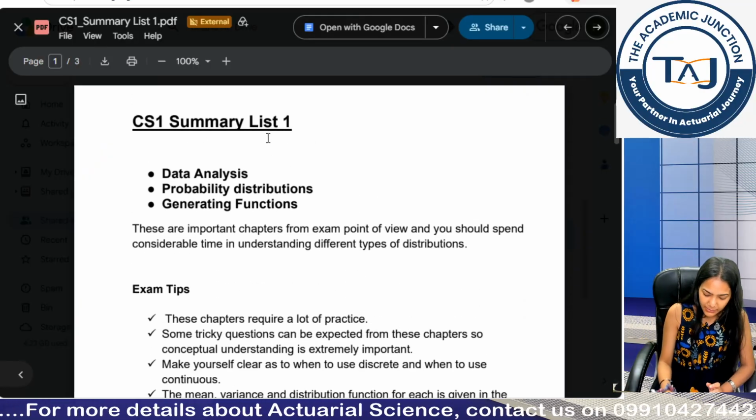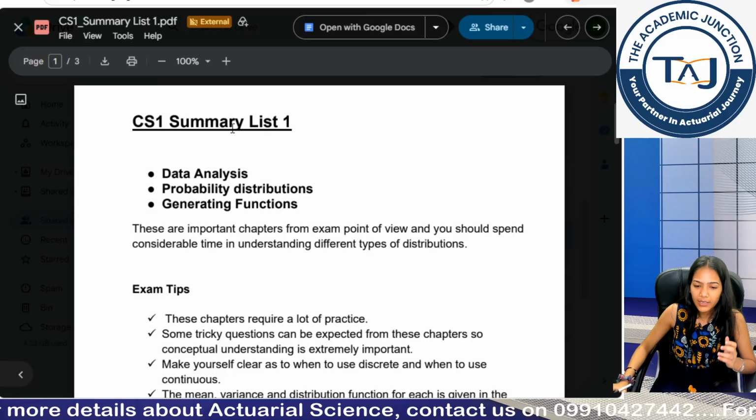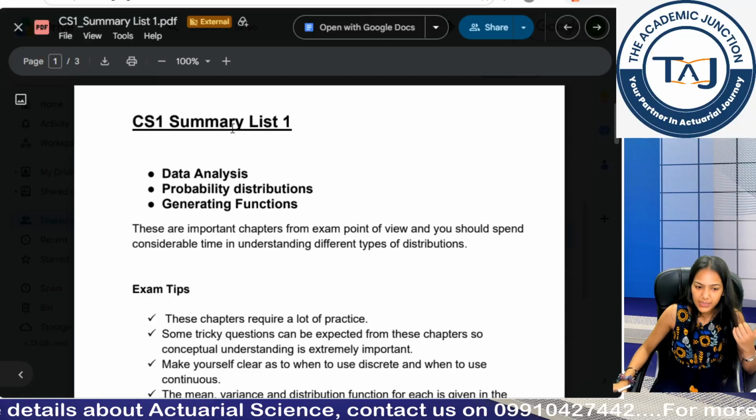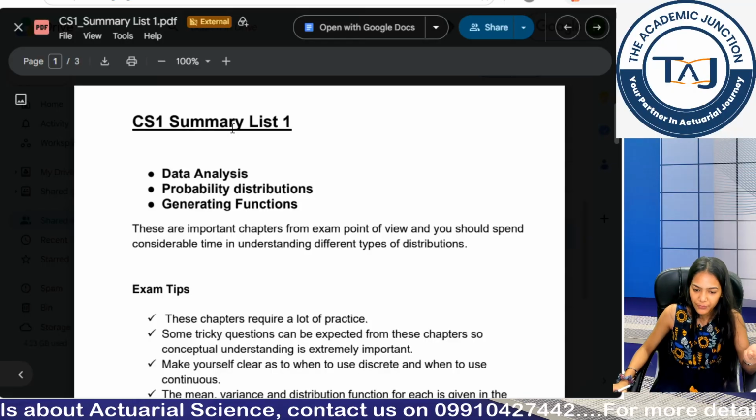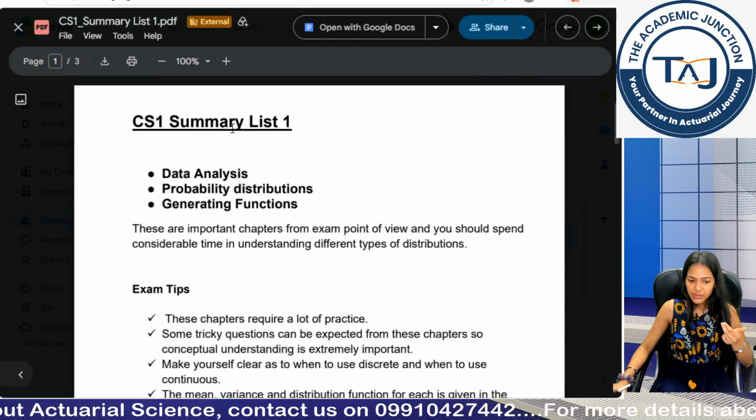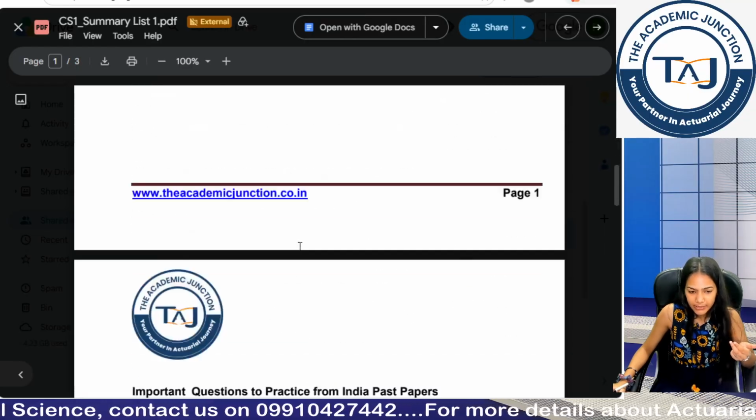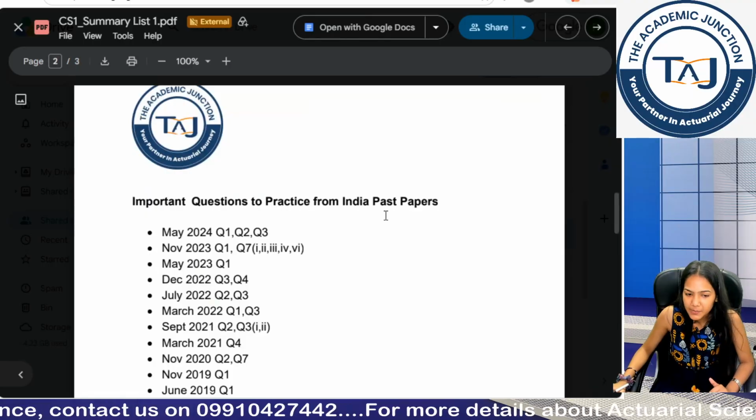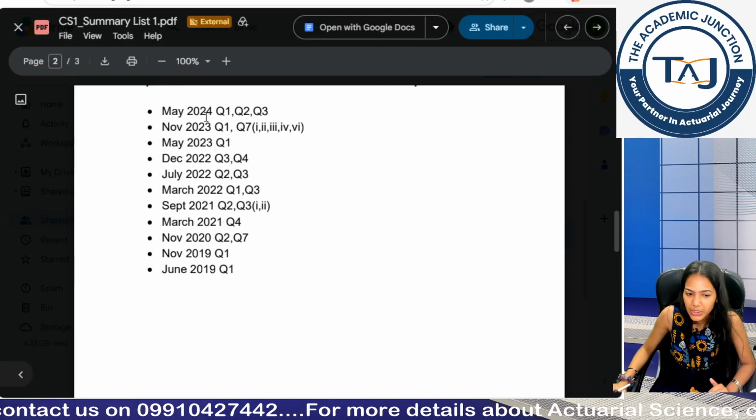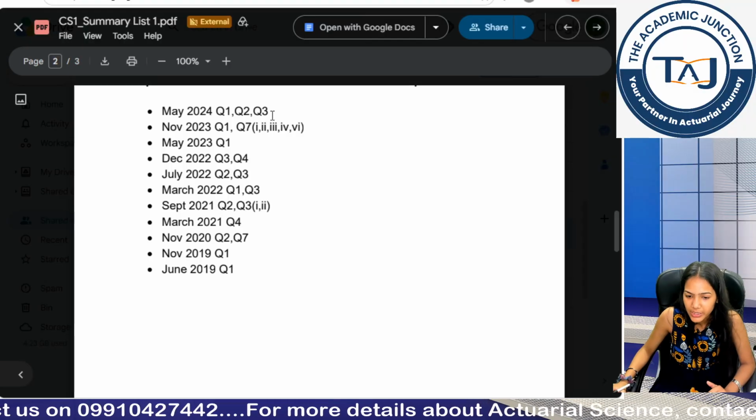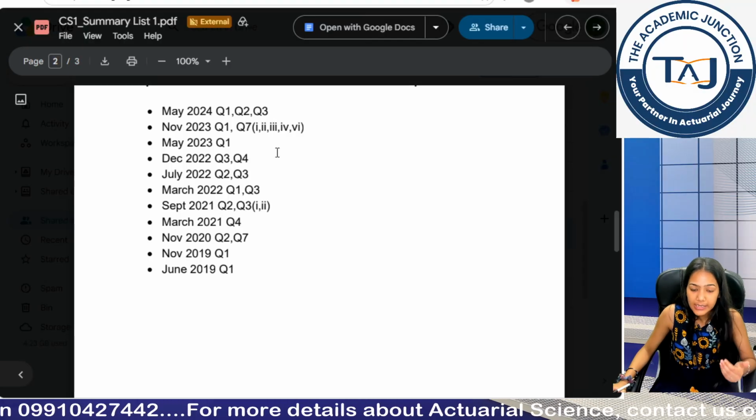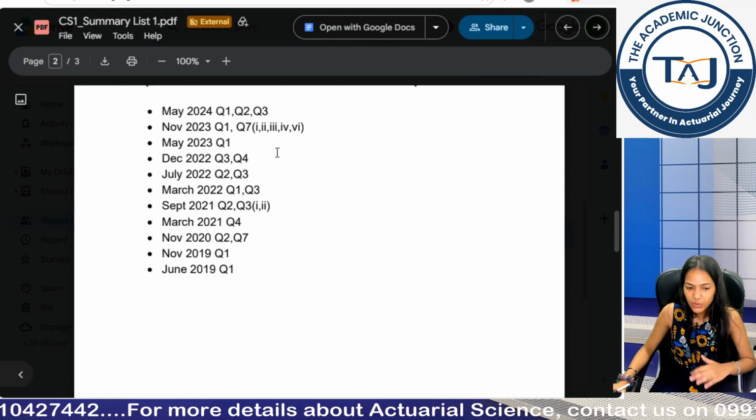For example, this is summary list 1. Say I cover the first 3 chapters, that is data analysis, probability distribution and generating function, and now you want to practice those exam questions. So these chapters will be covered in my summary list. First let us go for the India past papers. So these are the questions like May 2024, question 1, question 2, question 3. These consist of the concepts of chapters 1 to 3.